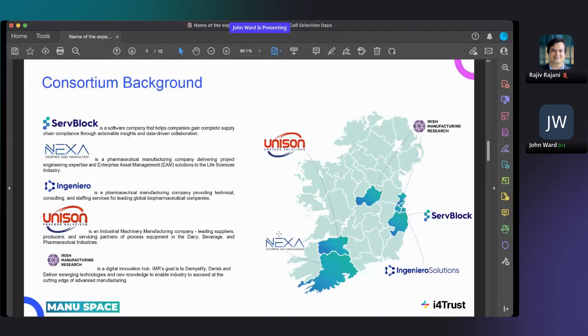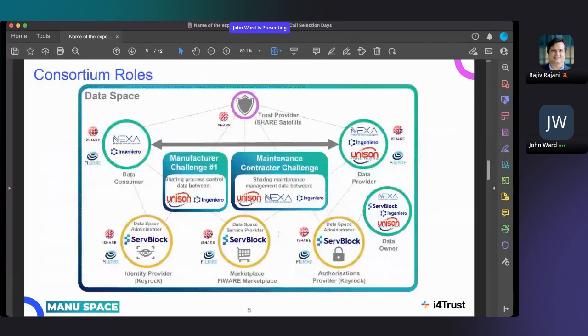Our DIH is Irish Manufacturing Research, which is a digital innovation hub based here in Ireland. IMR's goal is to demystify, de-risk, and deliver emerging technologies and new knowledge to enable industries to succeed at the cutting edge of advanced manufacturing. Our consortium have just gone through the roles.